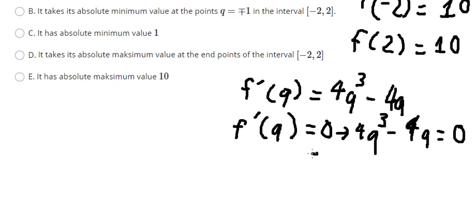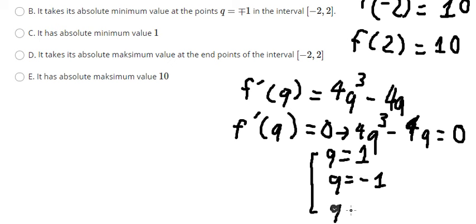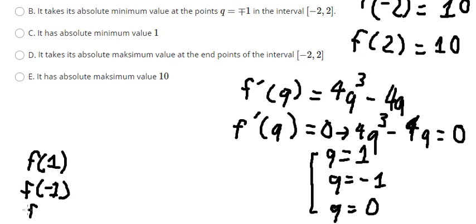So we have three solutions. The first one is q equals 1. The second one is q equals negative 1. And the last one is q equals 0. So we evaluate f of 1, f of negative 1, and f of 0.